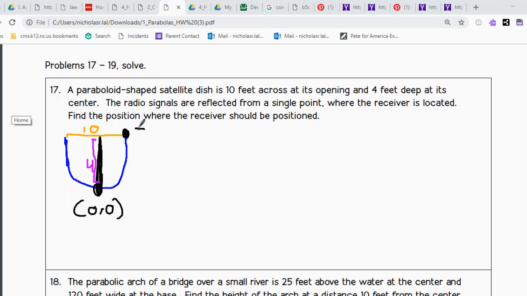5. And what about the x coordinate at this point? Negative 5.